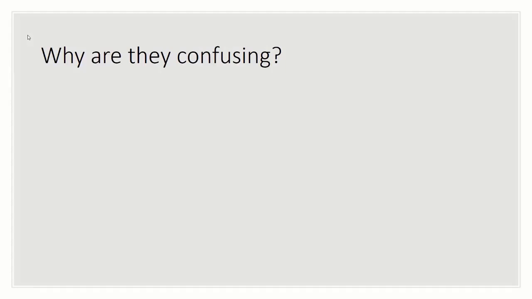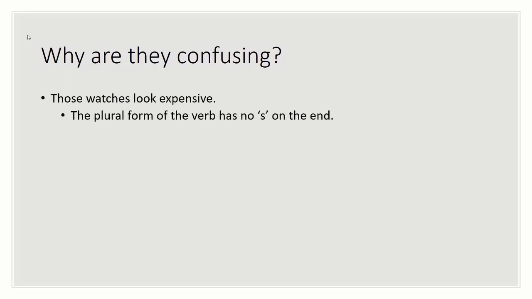So why are these confusing? Why do people make mistakes with verb-subject agreement? So let's look at this one. Those watches look expensive. So the plural form of the verb has no S on the end of it. So it looks weird, it looks strange to a learner. So they look at the verb look and there's no S on the end, but it's plural.